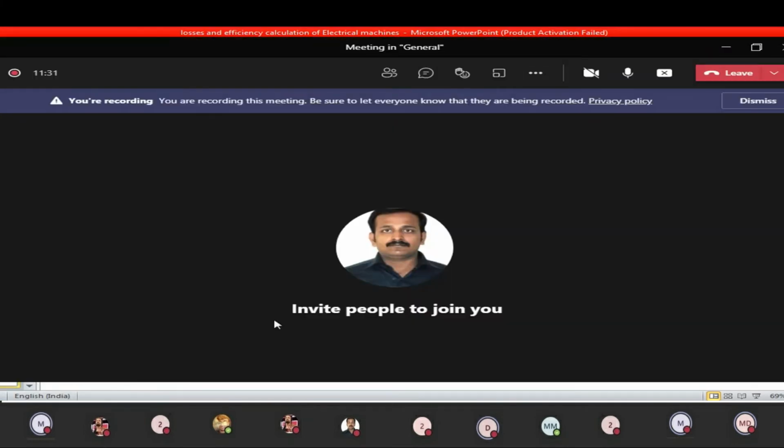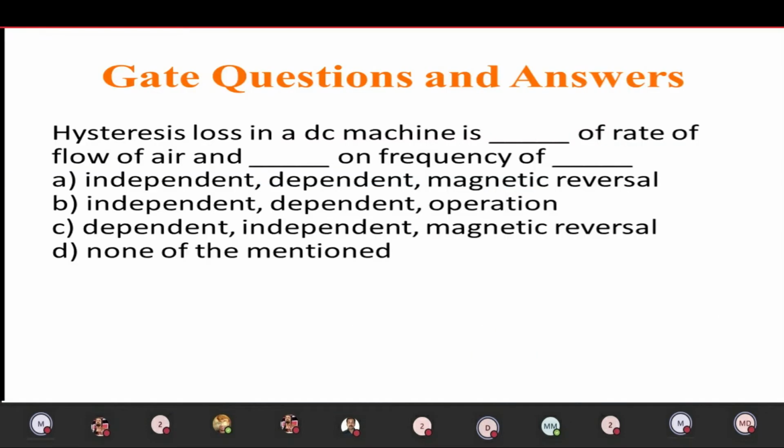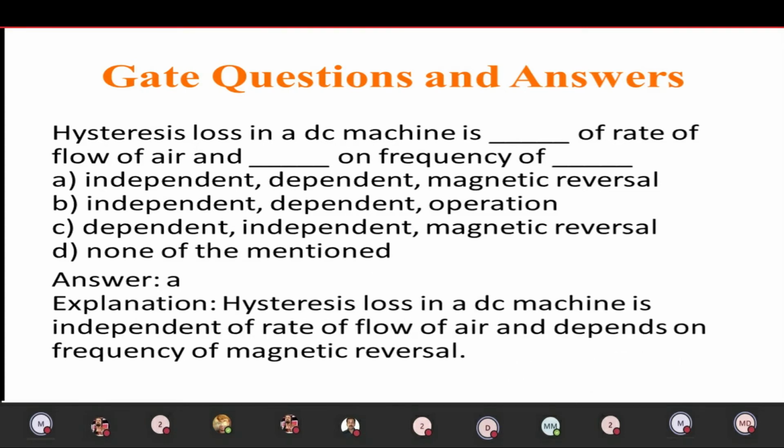So here the answer is A. The hysteresis loss in a DC machine is dependent on the rate of flow of air and dependent on the frequency of magnetic reversal. So the answer is A.